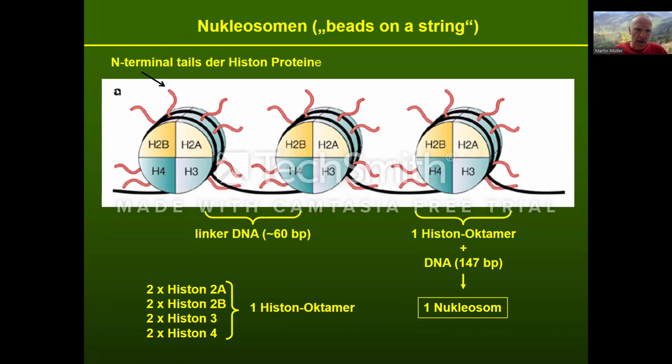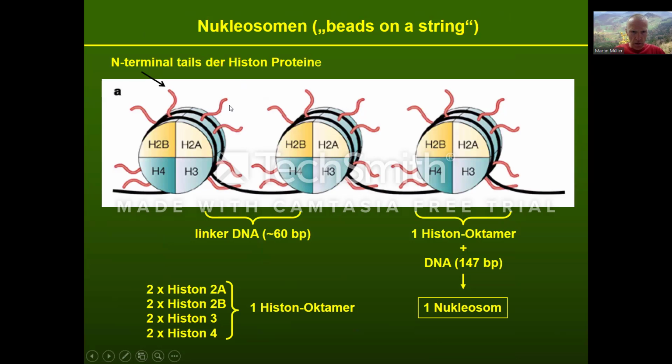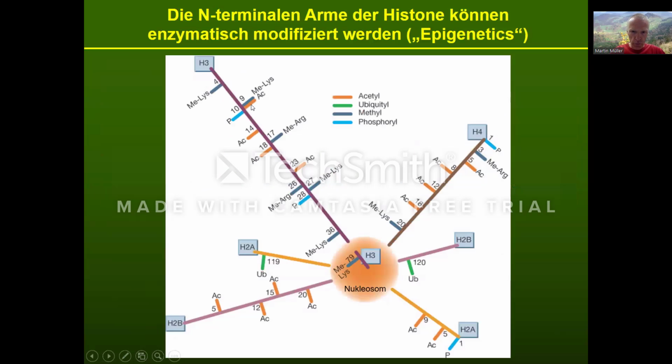Then you have these funny red structures here coming out of the histone octamer. And if you count these arms, there are 8 of them. So each histone here extends one of these arms. And these are the N-terminal tails of the histone proteins. And people found that these N-terminal arms of the histones can be modified. And this is a somewhat complicated picture, but the red worms here which stick out are represented here also.